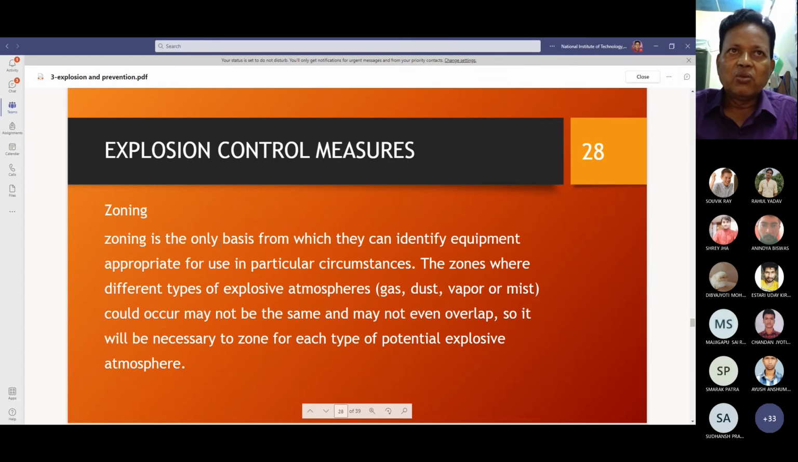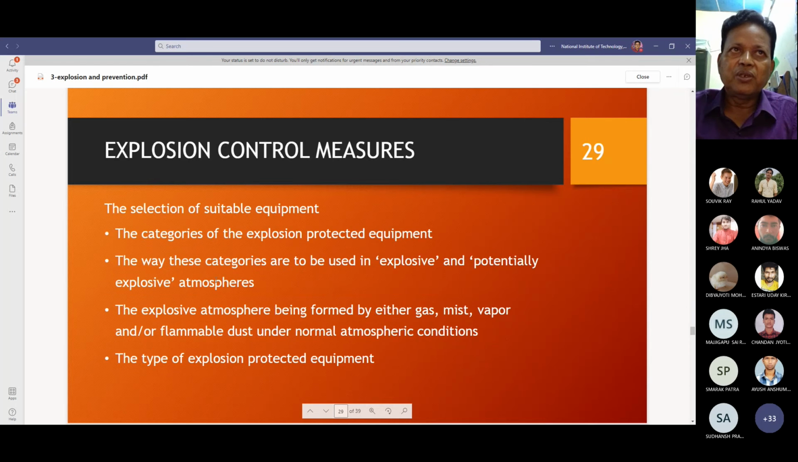Zoning is the only basis from which they can identify equipment appropriate for use in particular circumstances. The zones where different types of explosive atmospheres, gas, dust, vapor, mist could occur may not be the same and may not even overlap. So it will be necessary to zone for each type of potential explosive atmosphere.